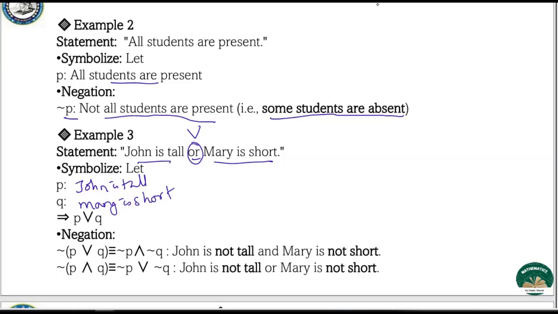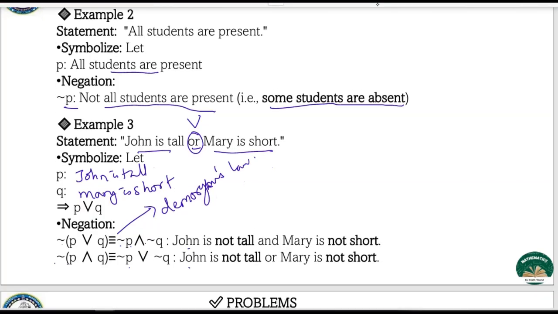It is logically equivalent to negation P and negation Q. So here this is called De Morgan's law. Negation of P or Q is logically equivalent to negation P and negation Q, which says John is not tall and Mary is not short. And then negation of P and Q is logically equivalent to negation P or negation Q. That is, John is not tall or Mary is not short will be the answer for the given question.